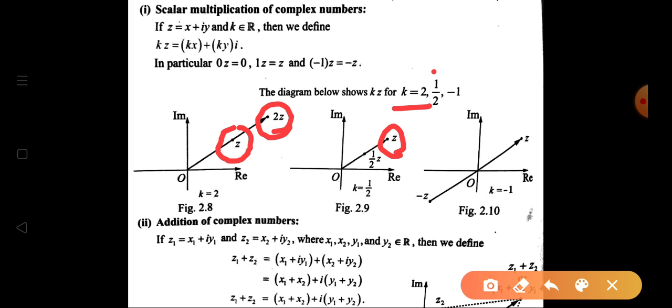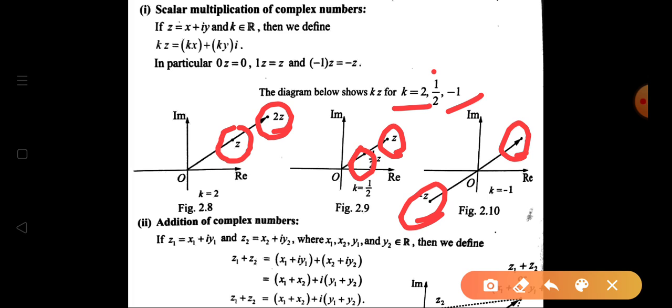Next, the next diagram shows z is here and we multiply z by 1 by 2. So half z, that is below the z. Okay. Here 1 by 2 into z. And the third diagram shows first we represent z here and we multiply by minus 1, we get the answer minus z, which is below the x-axis.